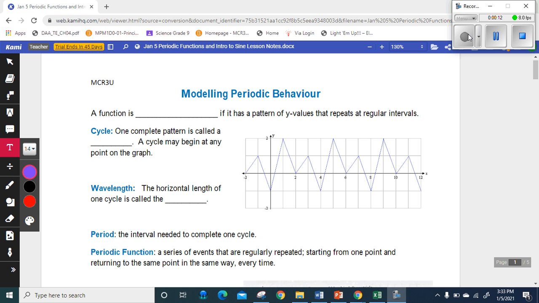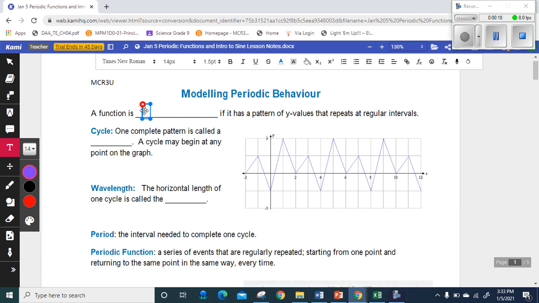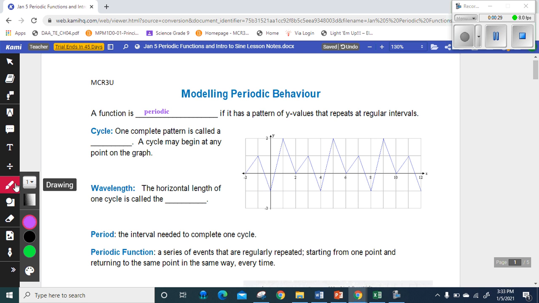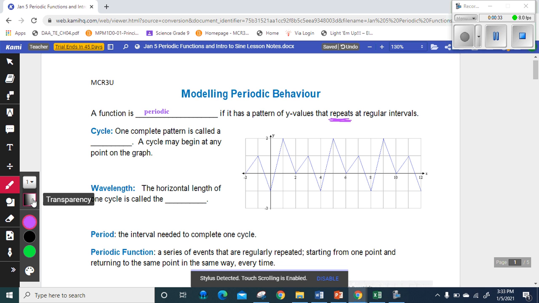So we talked about periodic behavior. This is a new thing for us, okay? We call a function periodic if it has a pattern of y values that repeats at regular intervals. That repeating is a really big deal.